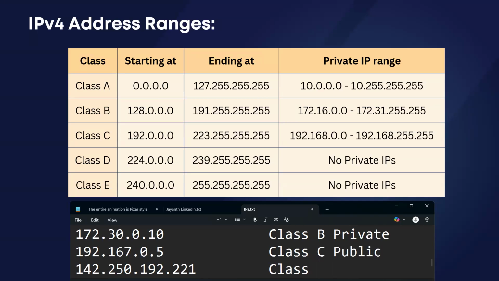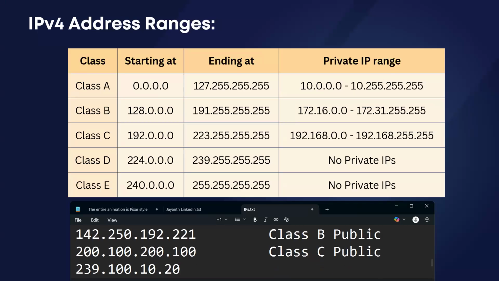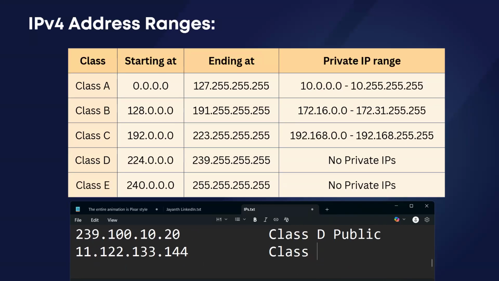142.250.192.221. Public. Class B and public, correct. Next. 200.100.200.100. Class C, public. Class C and public, correct. Next, 239.100.10.20. Class D. Yes, Class D, okay. Only public, right? No private IPs in Class D. Next. Class A, public. Class A and public. Correct answer.